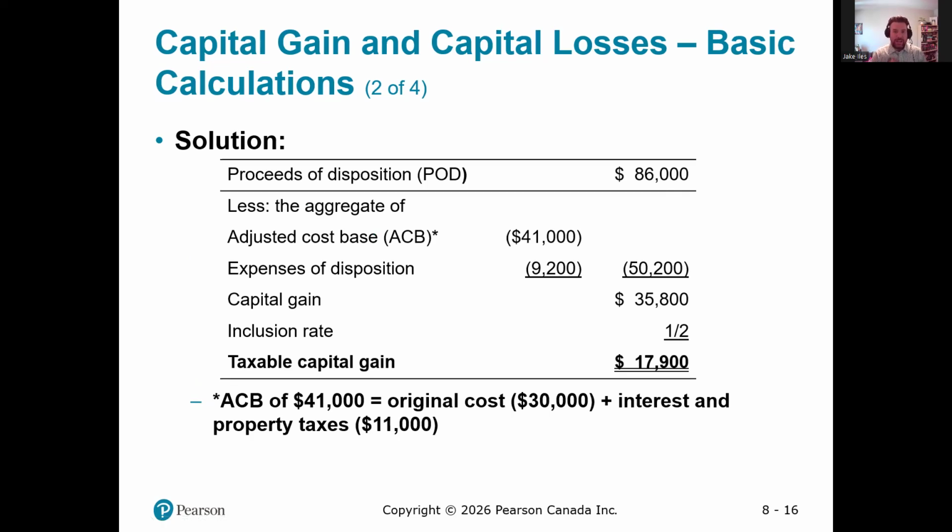Are we looking for our capital gain? No, we're going to be looking for our taxable capital gain, which means we need to use that 50% inclusion rate, which is half. So 35,800, half of which is 17,900. So our taxable capital gain, we got $86,000. Our taxable capital gain, the amount included in our income, will be 17,900.